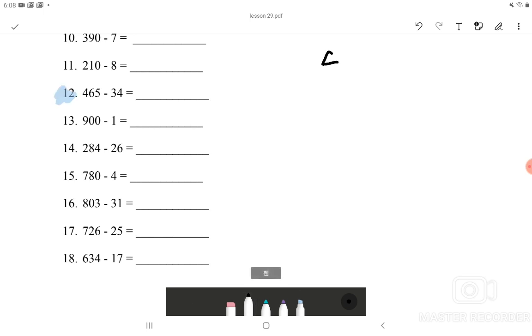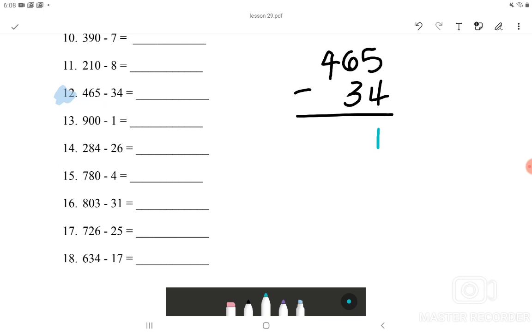I'll be also doing number 12. Number 12 is 465 minus 34. 5 minus 4 is 1. 6 minus 3 is 3. And 4 minus 0 brought down is 4. So the answer for number 12 will be 431.